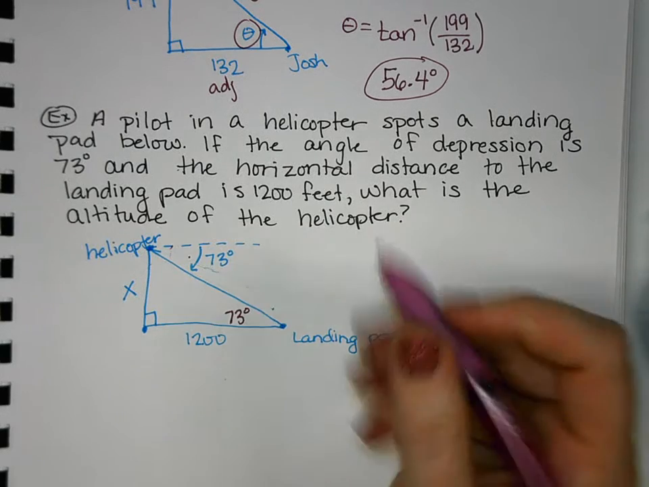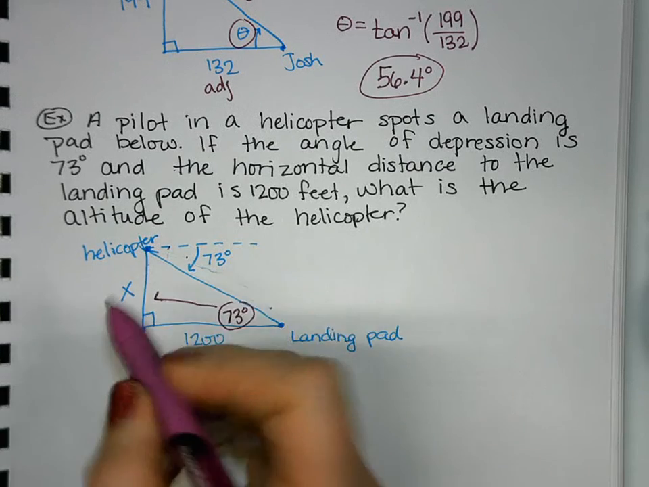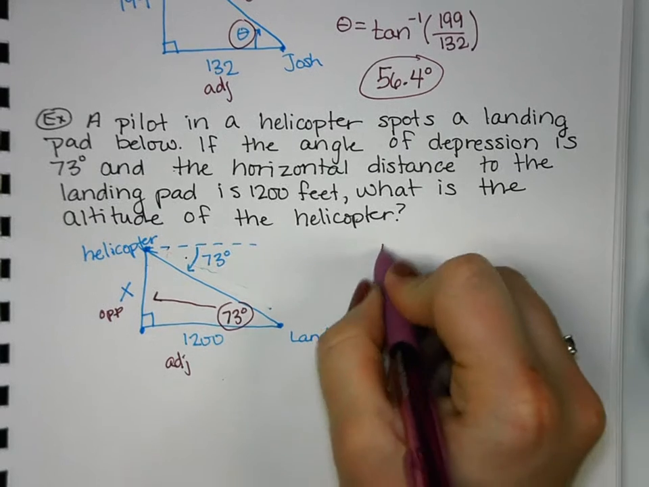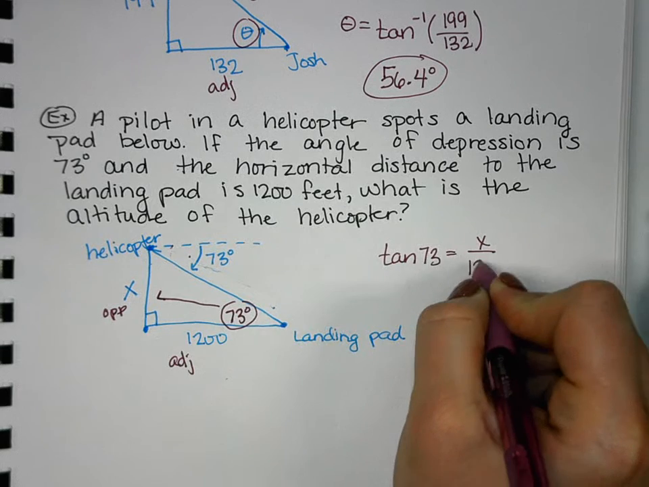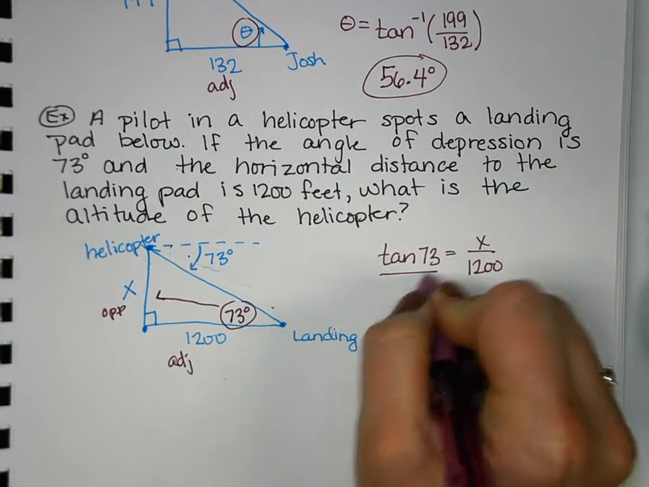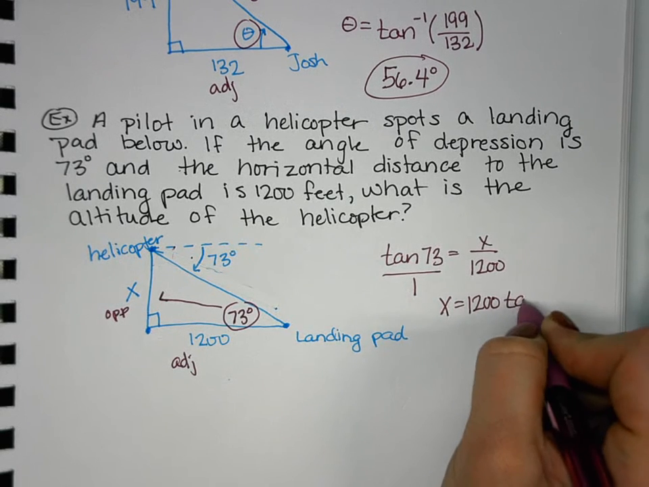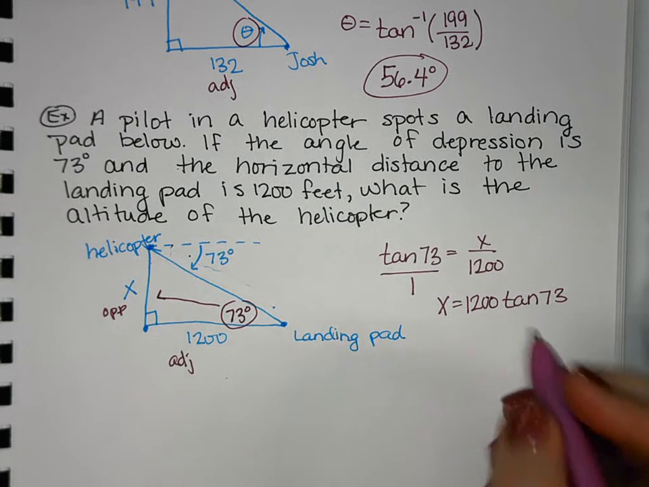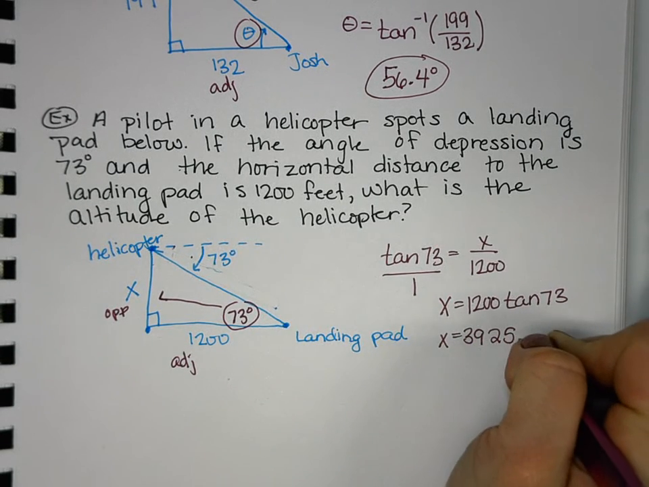So, circle our angle. We have opposite and we have adjacent. So again, we have a tangent equals x over 1,200. Put the tangent over 1 and cross multiply. And we get 1,200 times the tangent of 73. And what do you get? 3,925 feet off the ground.